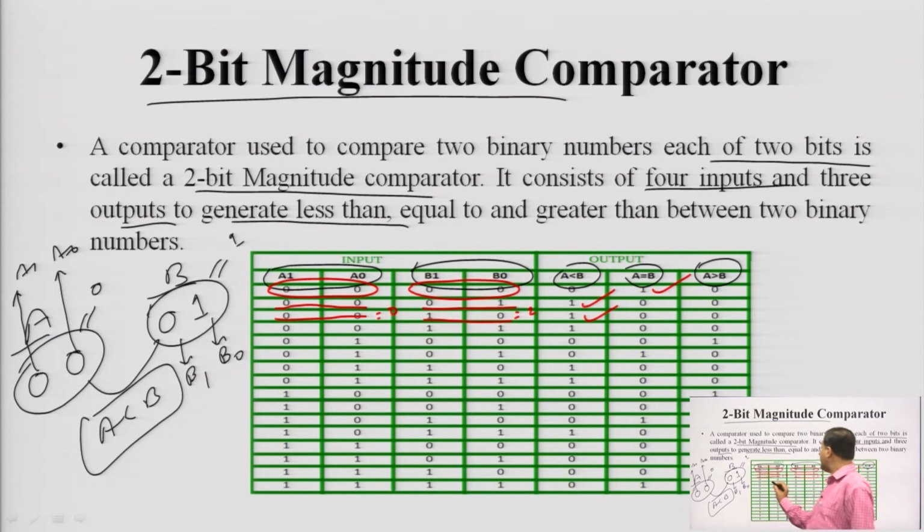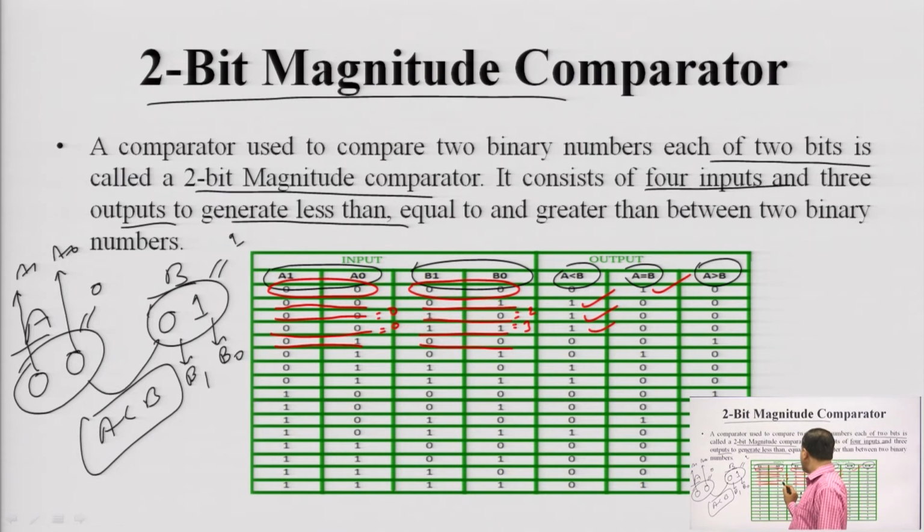Okay. Like that, this is 0 0 and this is 1 1. This is nothing but decimal 3 and this is nothing but 0. So, 0 is less than 3. So, we are having A less than B. Got it? Okay. Next, this is 0 1 and this is 0 0.